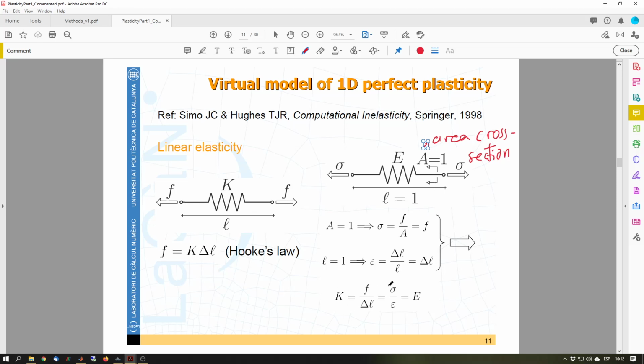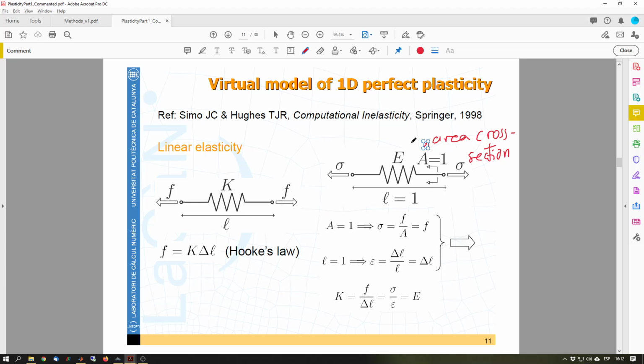So our K, which is the ratio between the forces and the increment of length for this problem with unit length and unit cross-section, is equivalent to the stress divided by the strain, which would be our Young modulus. That would be for linear elasticity, a spring system or continua equivalent to a spring with unit length and cross-section.